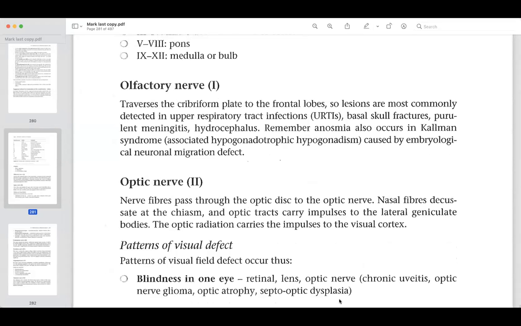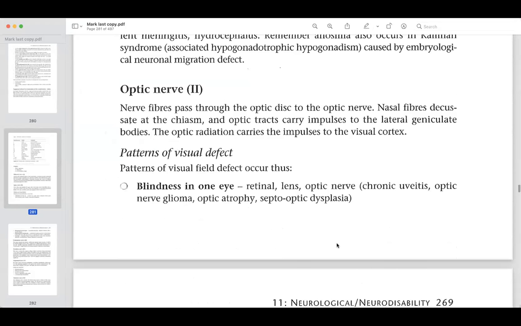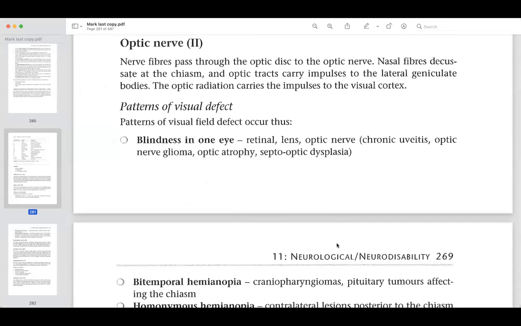Next, we'll go to the optic nerve. This is very important. In exam, the examination of eyes can be one station. Nerve fibers pass through optic disc to the optic nerve. From the optic disc to the optic nerve, nasal fibers decussate at the chiasm, and optic tracts carry impulses to the lateral geniculate bodies. We will see a picture for this. The optic radiation carries impulses to the visual cortex.